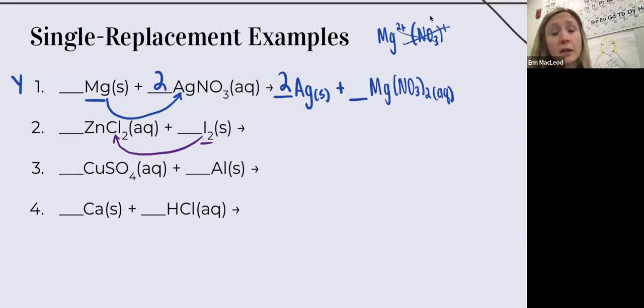Again, this list is not on the back of your periodic table. All you have to do is look up at the periodic table. The only way iodine can replace chlorine is if iodine is higher than chlorine. Iodine is not. Iodine is the bottom of the halogens. So this would be a no prediction, and you would write no reaction.